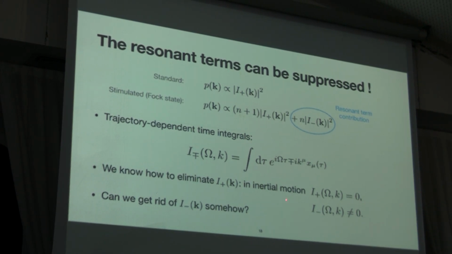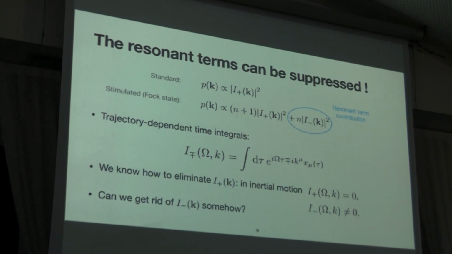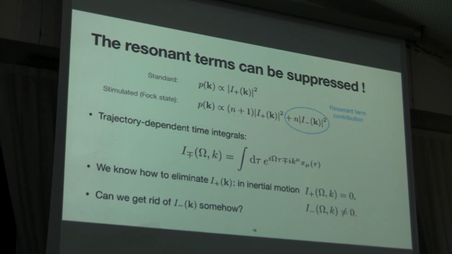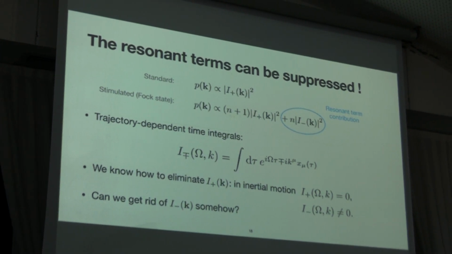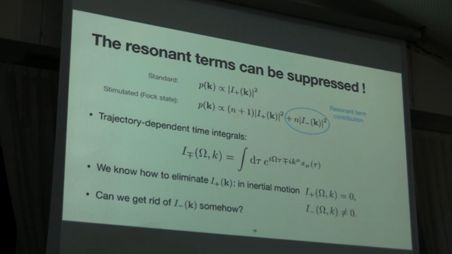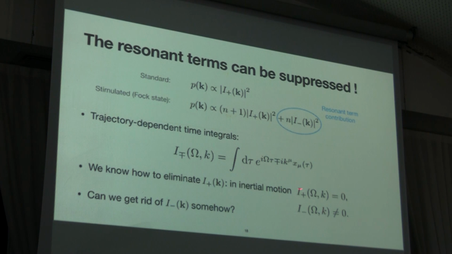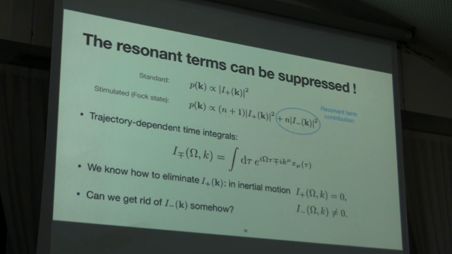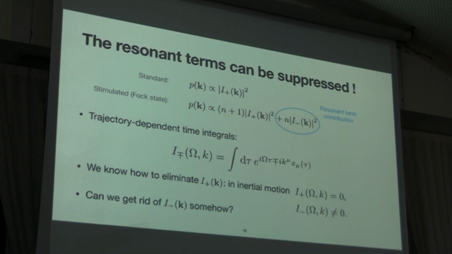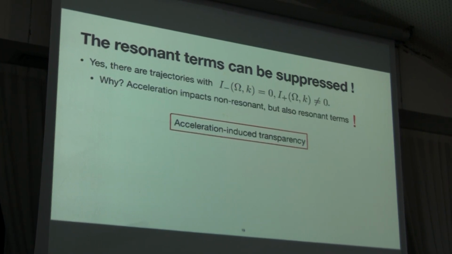In inertial motion, however, we know that resonant integrals are non-zero. That's why resonant terms are ubiquitous. They're everywhere around us. So typically, we are thinking of how to turn on the Unruh effect by changing something about this time integral. But here, we're going to change the perspective and try to get rid of this one. So this one is typically non-zero, and we're going to try to get rid of it. And we can get rid of it.